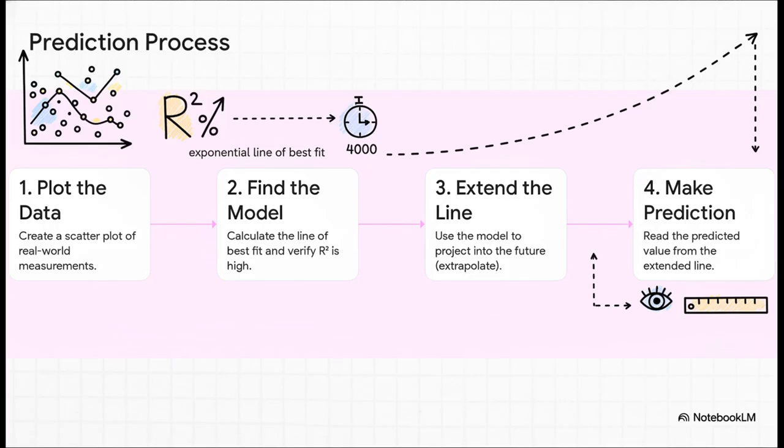So how would we actually do it? The process is surprisingly straightforward. First, we'd plot our 50 years of radiation data on a scatter plot. Second, we'd calculate that exponential line of best fit and, crucially, check that it has a very high R-squared value. If it's solid, then all we have to do is extend that line way, way out to the year 4000 on our graph and just see where it lands.